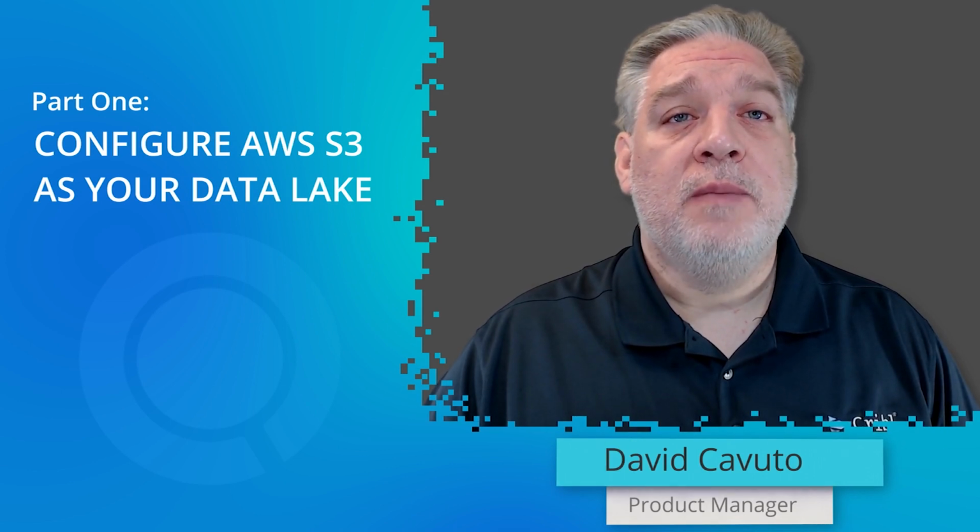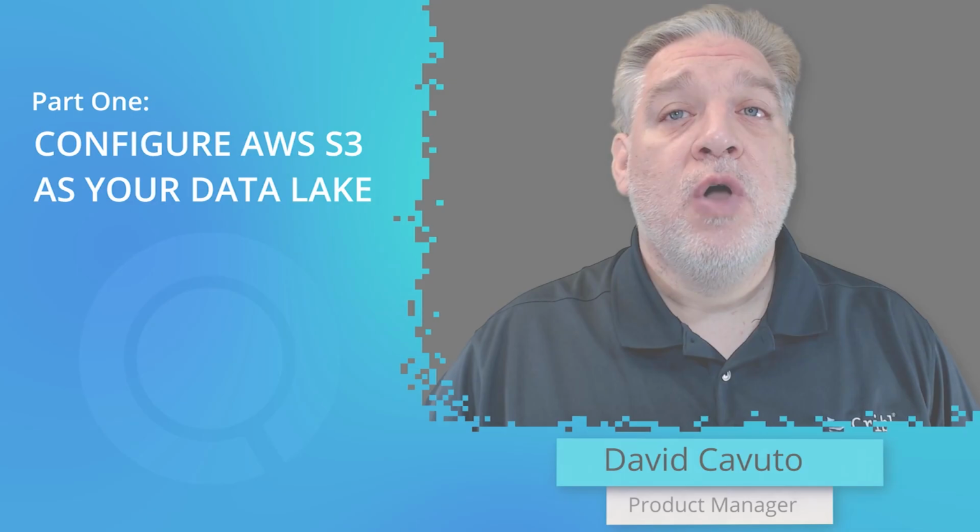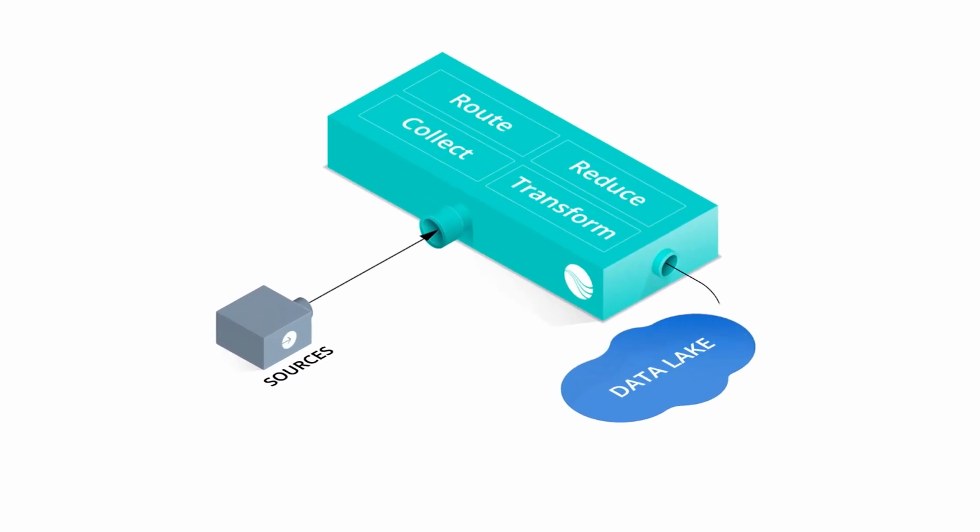This is part one in a four-part video blog series where we'll be walking through setting up a data loop using Cribl Search and Cribl Stream to create a temporary storage location in AWS S3 for search results, much like a materialized view in a relational database.